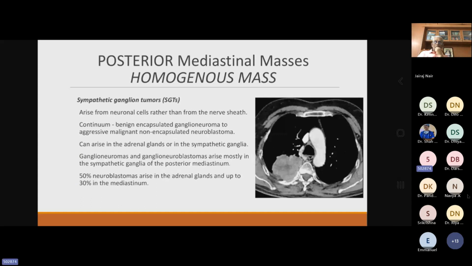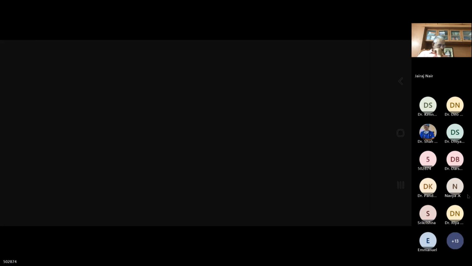Sympathetic ganglion tumors arise from the neuronal cells rather than from the nerve sheath. They range from the benign encapsulated ganglioneuroma to the aggressive malignant non-encapsulated neuroblastoma. They can arise from the adrenal glands or in the sympathetic ganglia. Ganglioneuromas and neuroblastomas arise mostly in sympathetic ganglia of the posterior mediastinum. 50% of neuroblastomas arise in the adrenal glands and up to 30% are in the mediastinum.